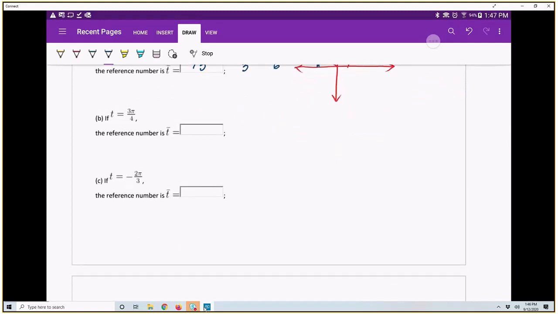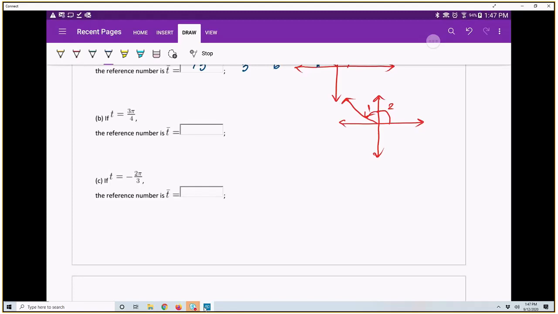We'll do the similar work for 3 pi over 4 now. So draw the angle in the standard position first. Remember, in each quadrant you have 2 pi over 4s. So that is 2 pi over 4 already. I need one more pi over 4, giving me the angle in the standard position. So that angle is 3 pi over 4.